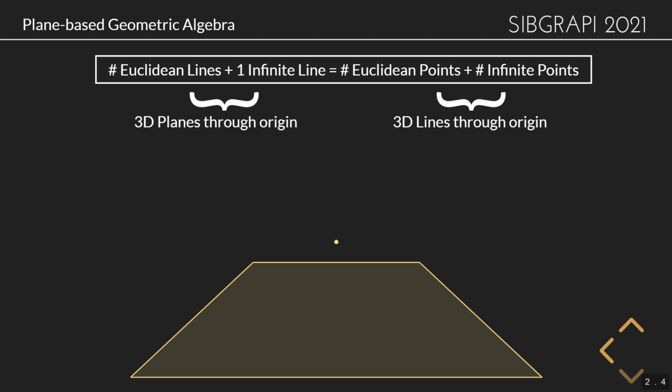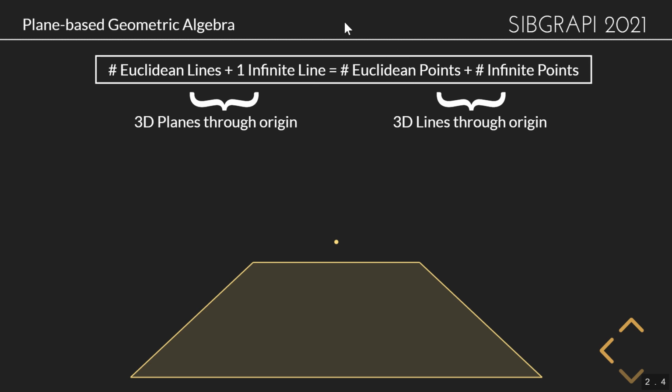Now, of course, there are just as many planes through the origin as there are lines through the origin. You can easily see this because every plane has a normal vector, and you can associate that normal vector with a line. And so you have this unique map between planes and lines. But by adding the infinite elements, we actually make these counts the same too. So there are just as many Euclidean plus infinite lines as there are Euclidean plus infinite points. And because we have the same amount, we can now make a map.